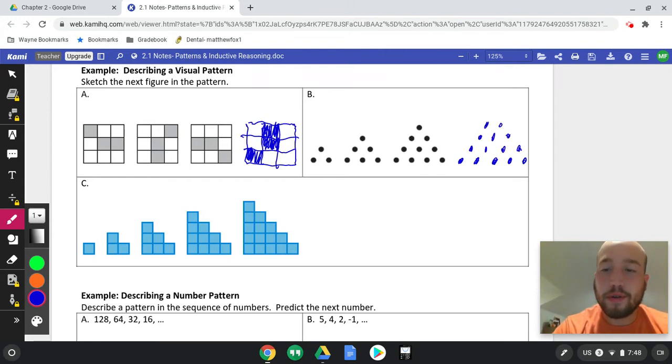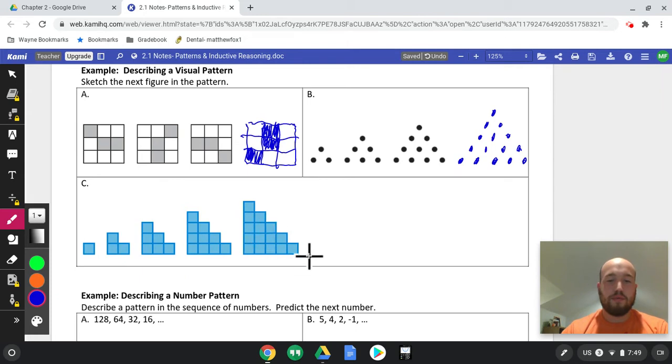And some of you are probably really good at visual patterns. Some of you, maybe it's a little more difficult. That can kind of depend on what learning style you tend to have, but just give it a try. Take a look at this next one. See if you can draw the next figure. You don't have to draw all this out, but maybe pause the video, see if you can draw the next figure here.